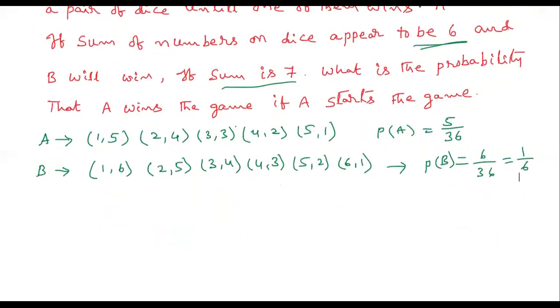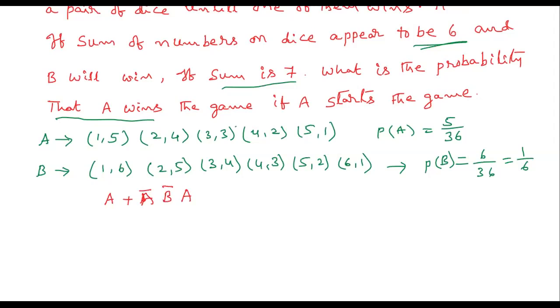Now here we need to find what is the probability that A wins the game, and A starts the game. So here A and B play the game alternately. Who will start the game? A. If A starts the game, here are two chances. If he wins, close the game. If he loses, when will you get a chance? First A fails, then B will get the chance. He will also fail, then A will get the chance.